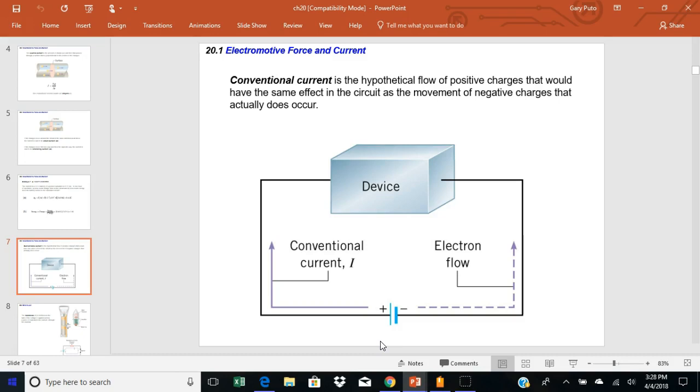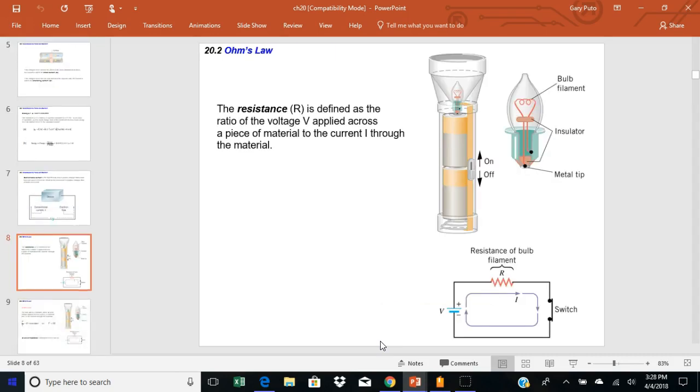It's flowing basically from higher potential to lower potential. Higher potential is positive. The current generally flows from the positive, even though the conventional current is expressed as a hypothetical flow of positive charges, even though it's actually taking place with the negative charges. It has the same effect. So you show current flowing from the positive terminal of the battery. Okay, conventional current. That's some basics on current and electromotive force.